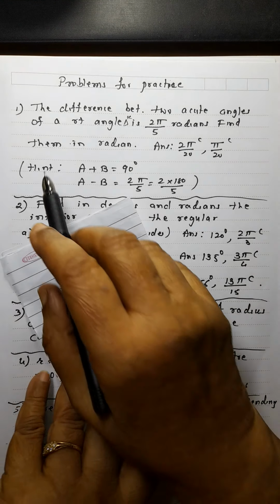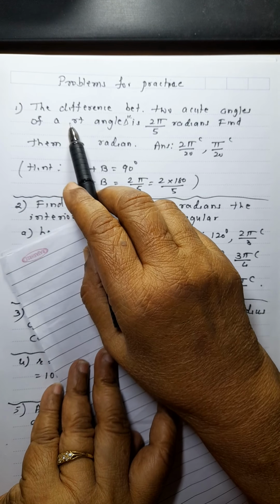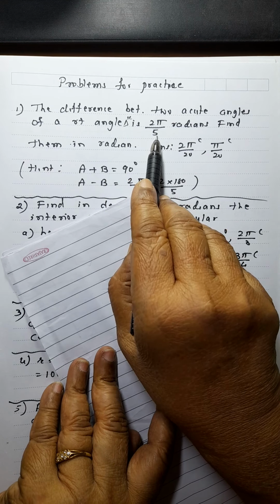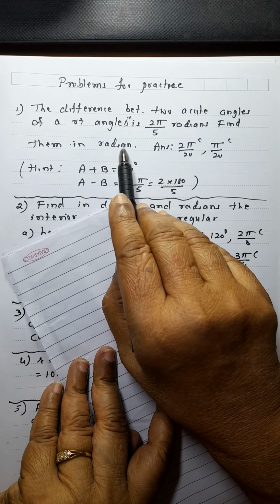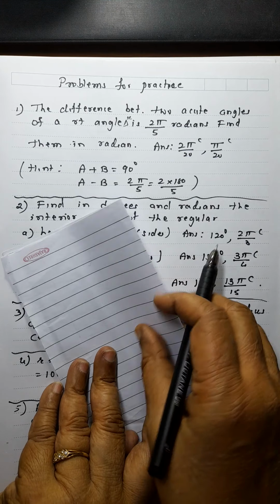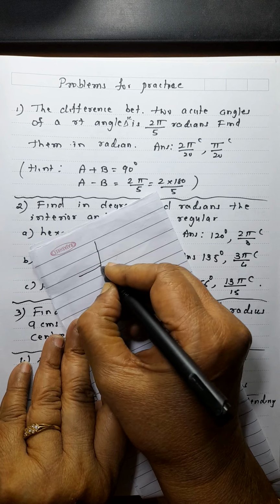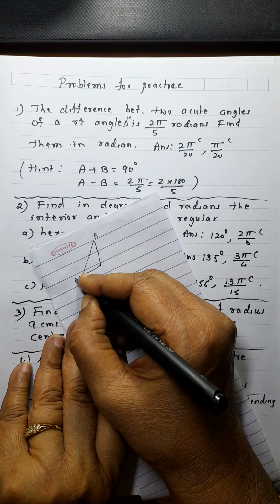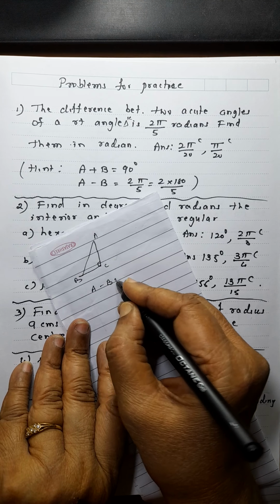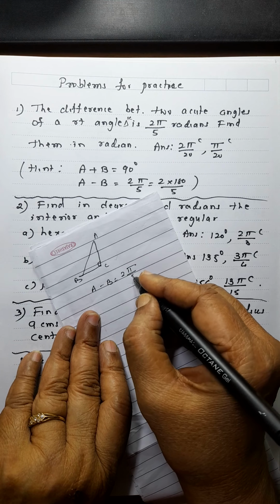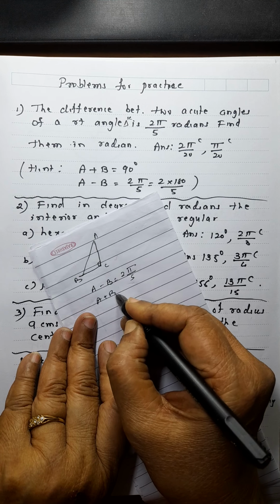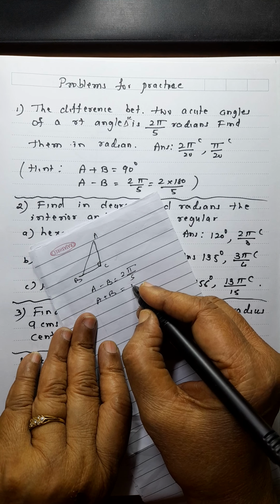Now I will give you some easy problems for practice. The difference between two acute angles of a right angle triangle is 2 pi by 5 radians. Find those two angles in radian measure. Suppose this is right angle triangle ABC. The difference A minus B is given as 2 pi by 5. You know this angle is 90 and the sum is 180, so A plus B is 90.